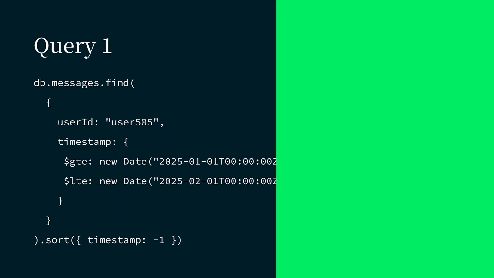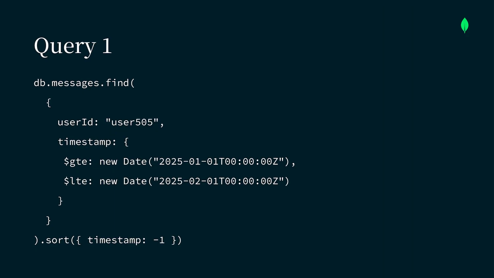Let's take a look at the queries that we'll be working with in this demo. The first query is used to retrieve documents from the messages collection for a specific user, identified by user ID, where the document timestamps fall within a specified date range. The results are sorted in descending order based on the timestamp. This ensures that the most recent entries in the given date range appear first. This query pattern is commonly used for displaying recent activity or messages for a user within a certain time period.